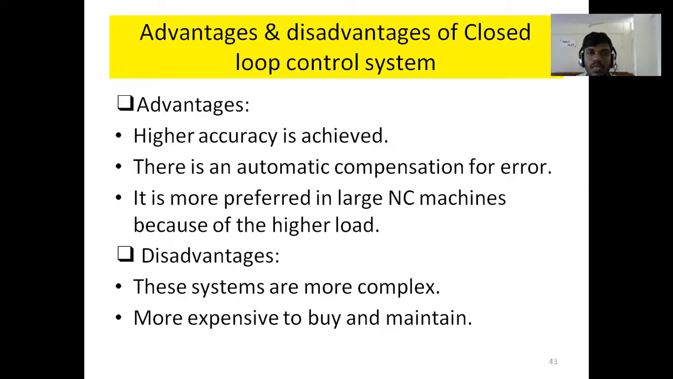Okay, the next advantages and disadvantages of closed loop system. So advantages: higher accuracy is achieved because of all these error feedback sensors. There is an automatic compensation for error. जर चूक झाली तर त्याच्यामध्ये फीडबॅक सिग्नल करेक्शन होतं आणि ऑटोमॅटिक ते कंपेन्सेशन केलं जातं. It is more preferred in large NC machines because of the higher load.